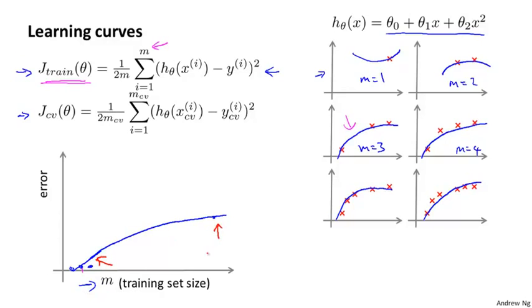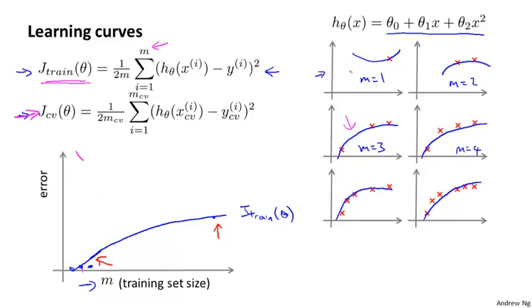Whereas when m is larger, then it gets somewhat harder to fit all of your training examples perfectly, and so your training set error becomes a little bit larger. Now, how about the cross-validation error? Well, the cross-validation error is my error on this cross-validation set that I haven't seen, and so when I have a very small training set, I'm not going to generalize well. I'm just not going to do well on that.